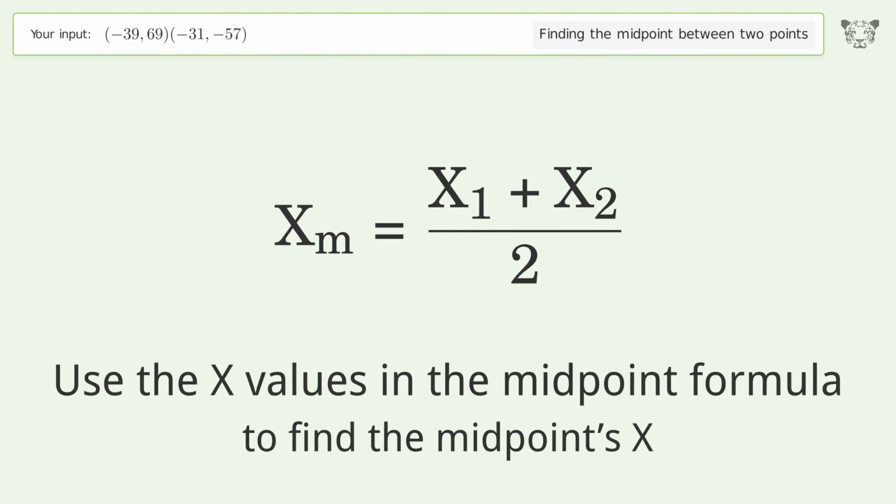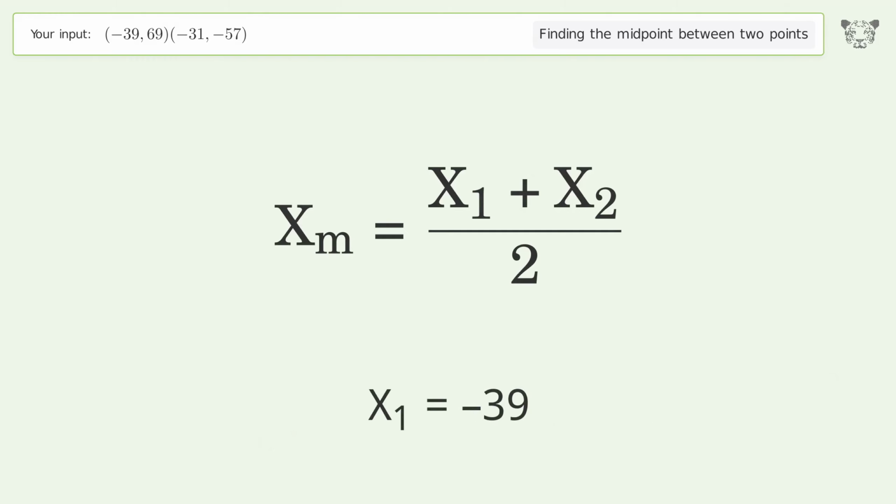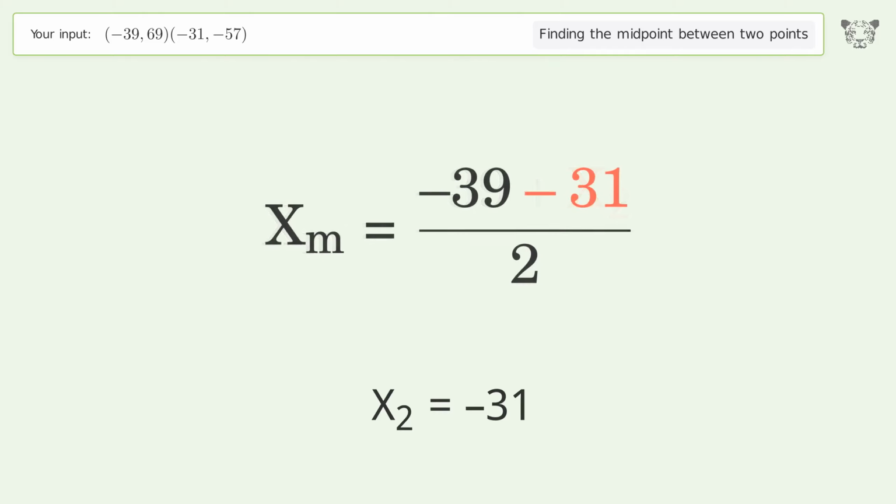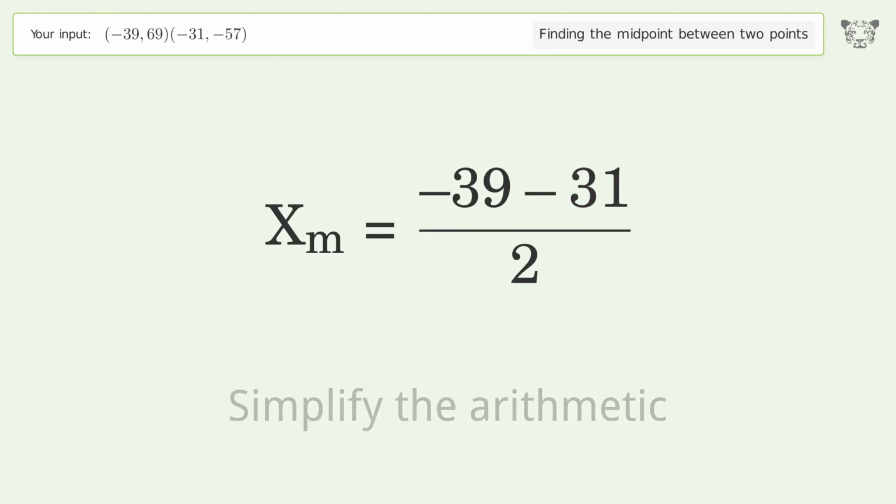Use the x values in the midpoint formula to find the midpoints x. x1 equals -39. x2 equals -31. Simplify the arithmetic.